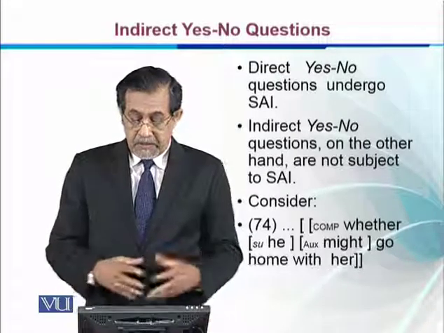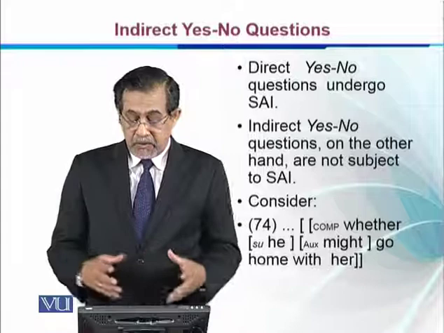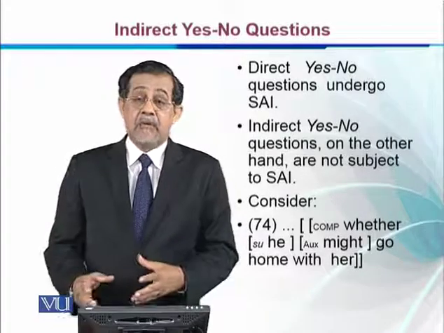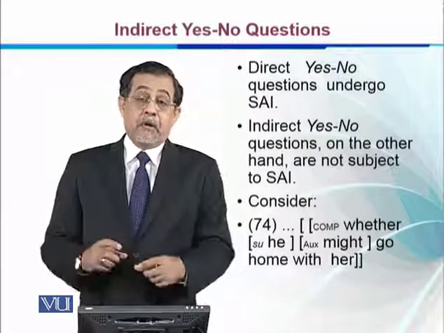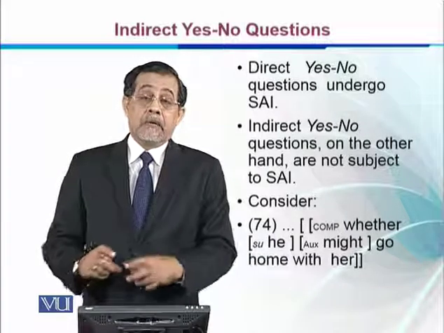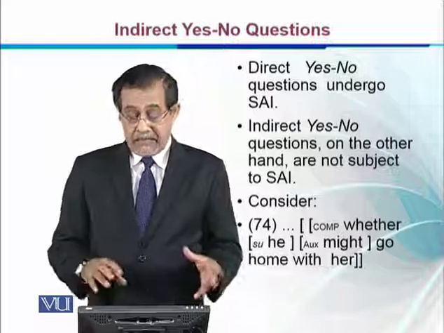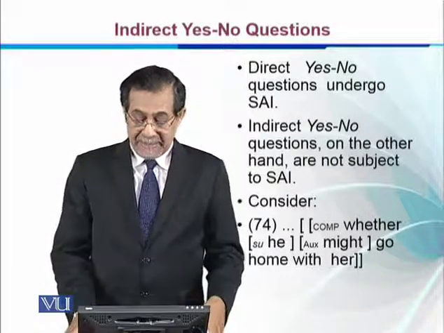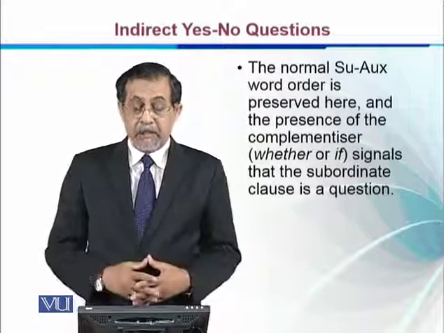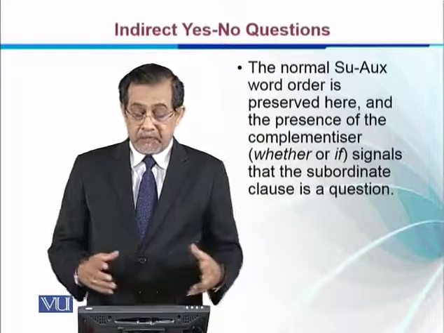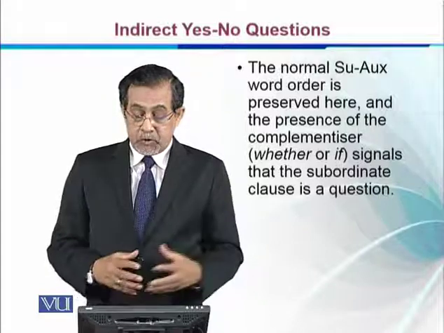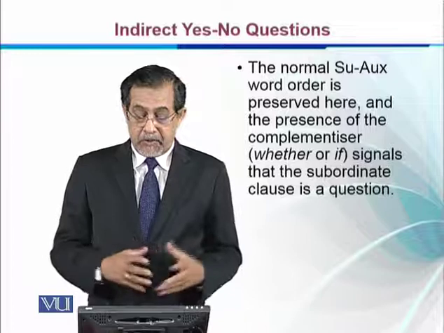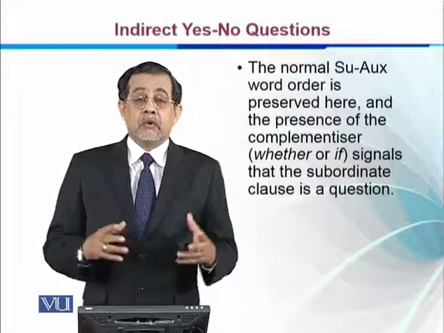Consider the complementizer: whether he might go home with her. We did not say whether might he go. If the SAI phenomenon applied, it would have been like that: whether might he. So you don't see it. The normal subject-auxiliary word order is preserved here, and the presence of the complementizer whether or if signals that the subordinate clause is a question.